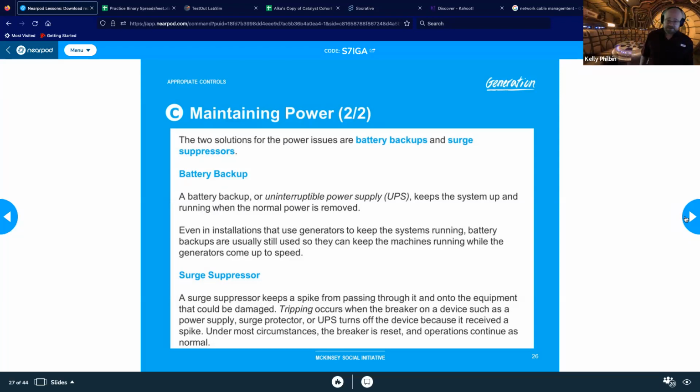I live in an older house, so I've popped them a lot. Older houses weren't built for modern electronics.